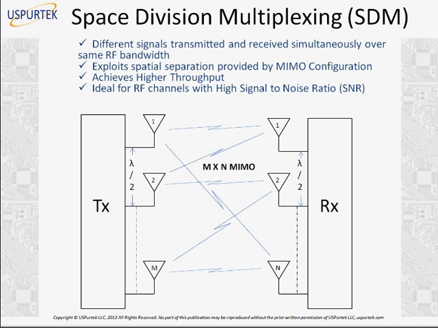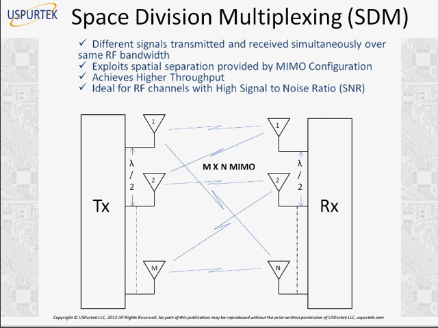So in this case, what we are doing, we are transmitting and receiving different signals simultaneously over the same RF bandwidth. We don't add more frequency spectrum, but using the same spectrum, we transmit beams in preferred directions. So in the picture, you see an M cross N MIMO system. You have M antennas on the transmitter side and N antennas on the receiver side. And you could have so many combinations: 1 transmitting to N, 2 transmitting to 1, M transmitting to 2 and so on. So this exploits spatial separation between these RF beams to achieve higher throughput.